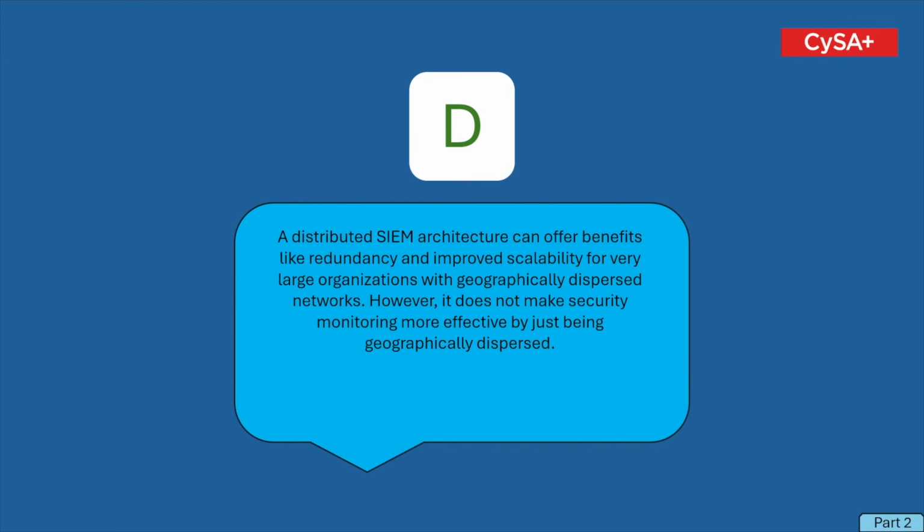A distributed SIEM architecture can offer benefits like redundancy and improved scalability for very large organizations with geographically dispersed networks. However, it does not make security monitoring more effective by just being geographically dispersed.